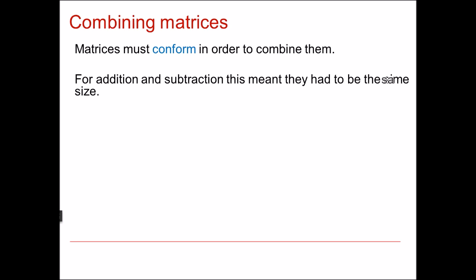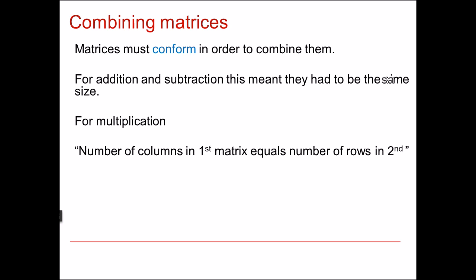So when we're combining matrices, whether it be for addition, subtraction or multiplication, we say that the matrices have to be conformable. Now, for addition and subtraction, we saw that this meant they had to be the same size. But for multiplication, we say that the number of columns in the first matrix, i.e. the second number, must be equal to the number of rows in the second matrix.